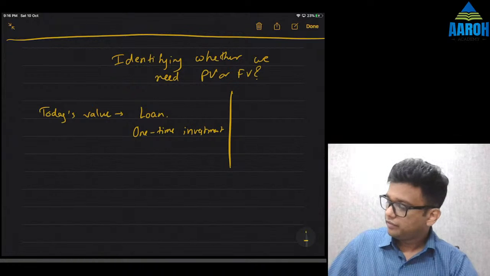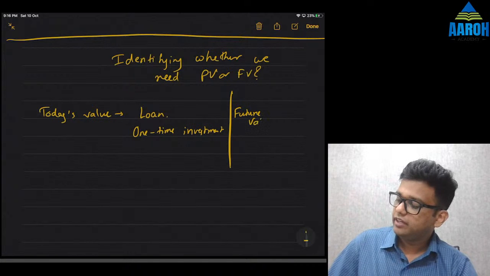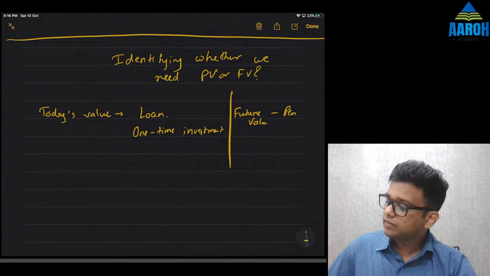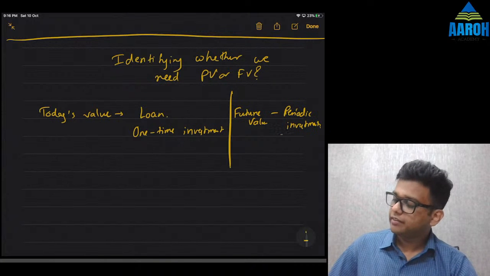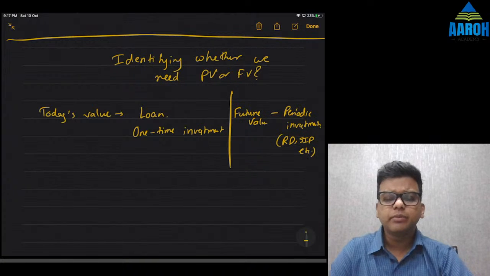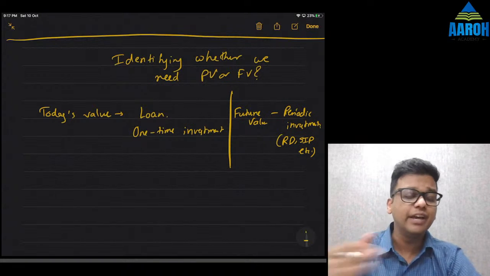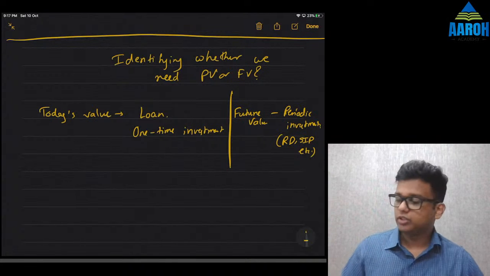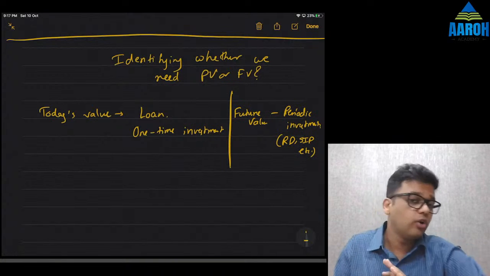Whereas future value, that is FV, will be needed when we are dealing with periodic investments. Periodic investment means what? RD, SIP, etc. We are investing something every year, every month or so, so that we need its value at the end of the period, not today. Because we'll not be able to do anything with today's value. What is required is the value at the end of the period, not today's value.